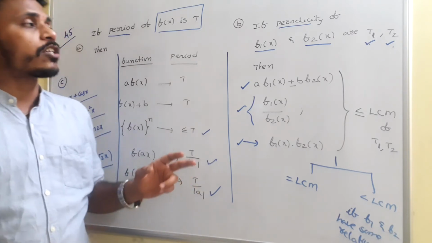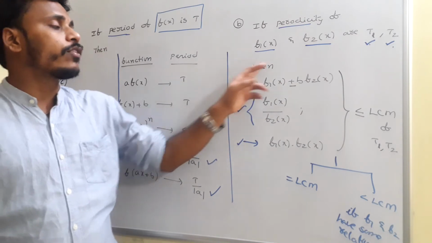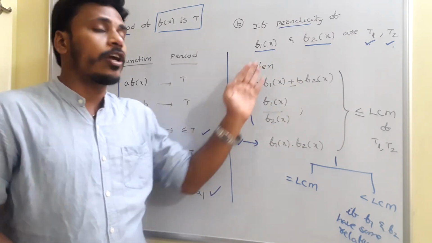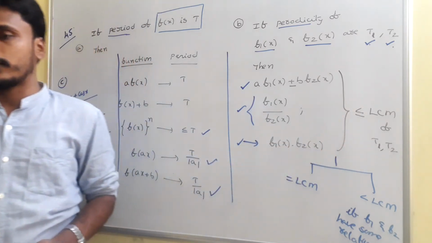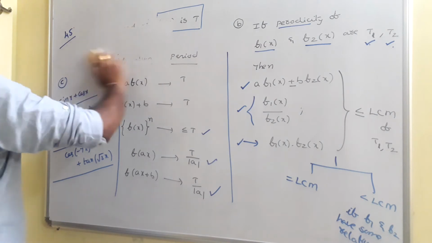If I have two functions whose periodicities are t1 and t2, I need to give the periodicity for these types of combinations of F1 and F2, and their periodicities are again either less than or equal to the LCM. Okay, this is A and B of this 45th point.